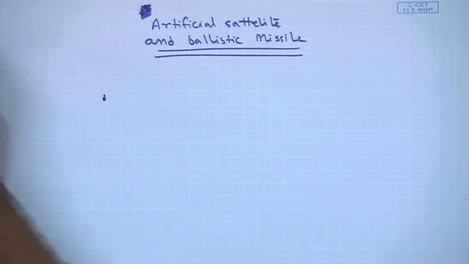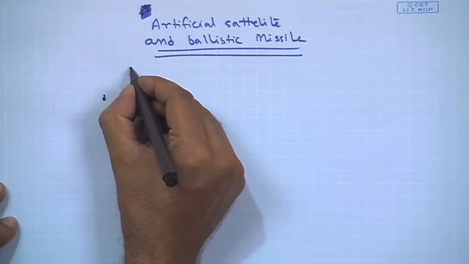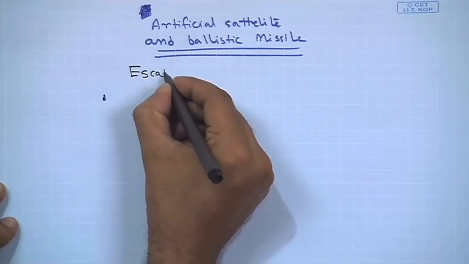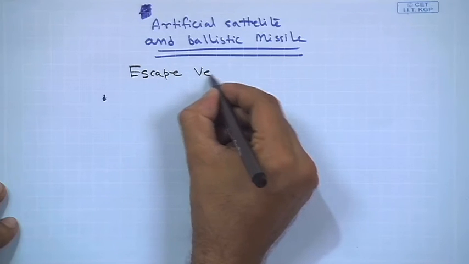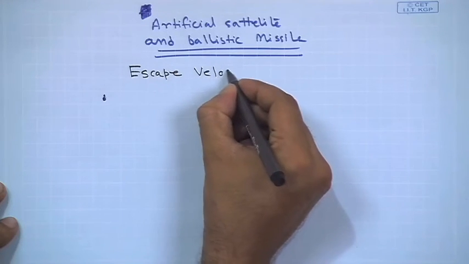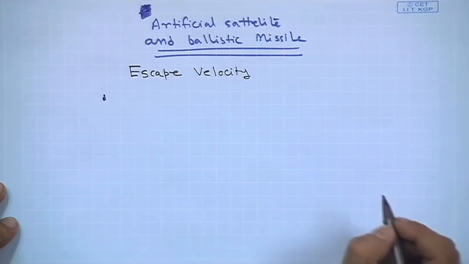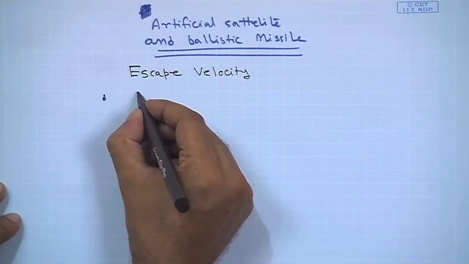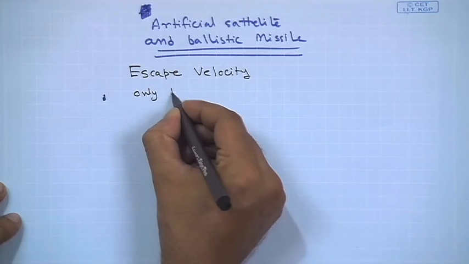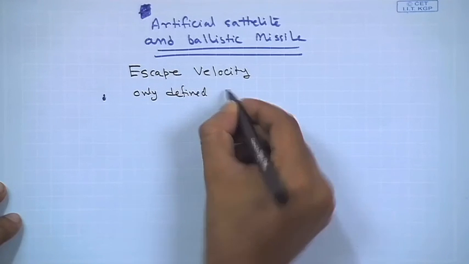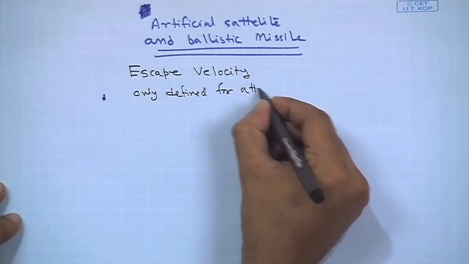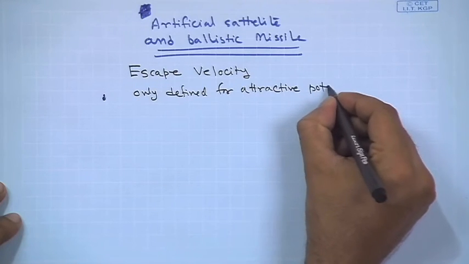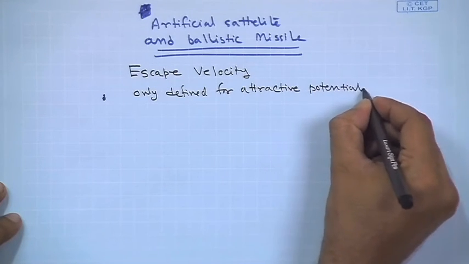I have left it for the last because it will be related to this last part of the discussion, and this is given by escape velocity. Now, escape velocity is defined only for an attractive potential.